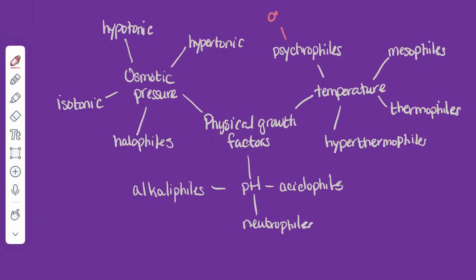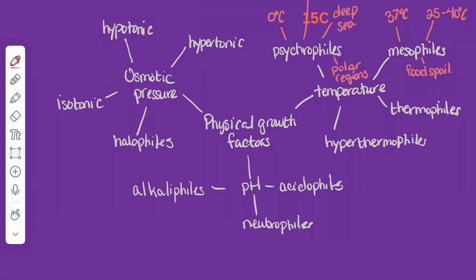Now that we have a little more information, let's fill in our micromind map, starting with psychrophiles. They can grow at 0 degrees Celsius and have an optimum temperature of 15 degrees Celsius. They can be found in the deep ocean, deep sea, or in polar regions. Next, we have mesophiles. Mesophiles have pathogenic bacteria that can grow in 37 degrees Celsius. Their range is 25 to 40 degrees Celsius, and they are associated with diseased organisms and food spoilage.